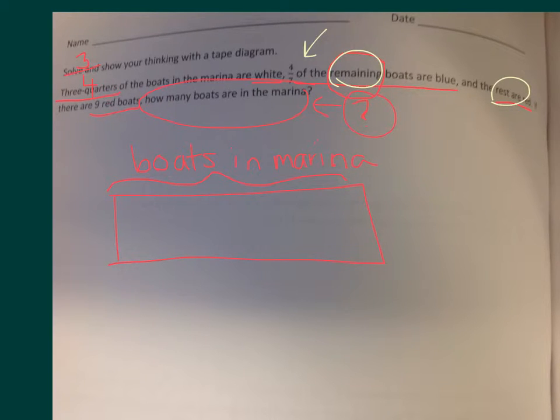So first I'm going to use the 3/4 because I know that 3/4 of the boats in the marina are white. So I'm going to partition my tape diagram into fourths. I'm going to shade in 3 to show 3/4. I'm going to label that white, even though I'm writing in pink. Okay, now I only have this one little section left. Okay, and I'm going to write remaining.